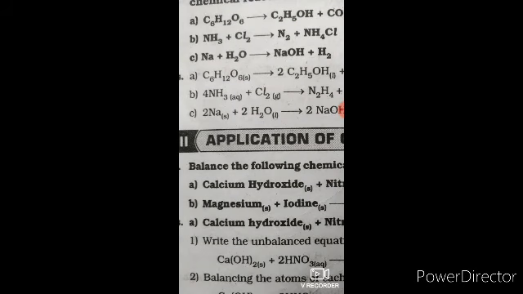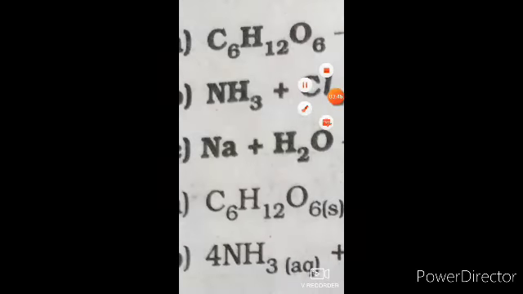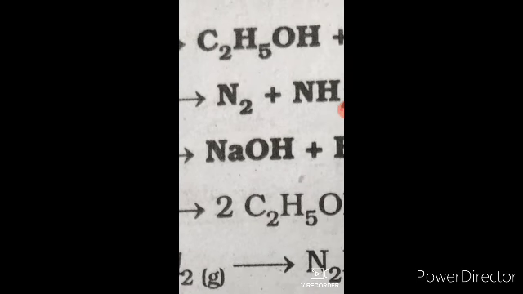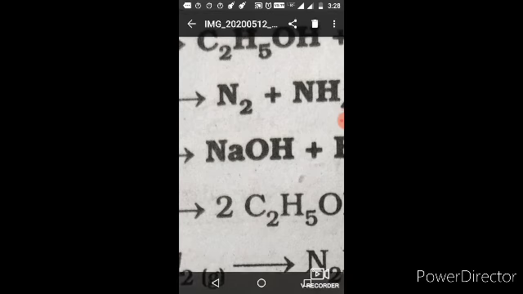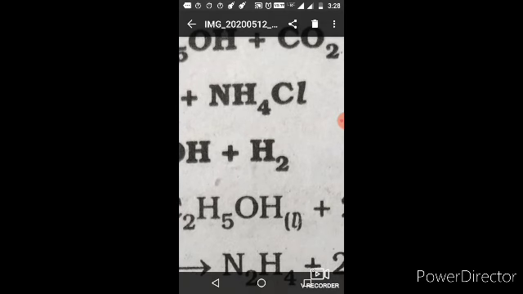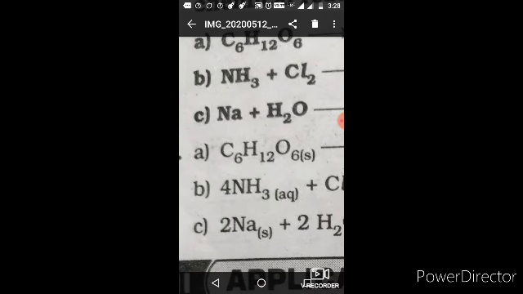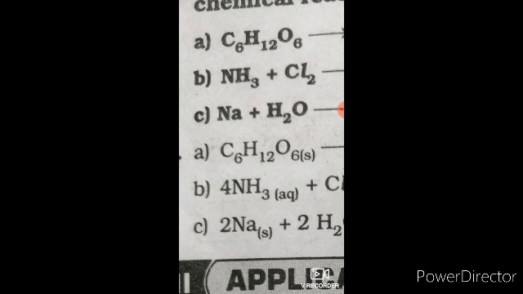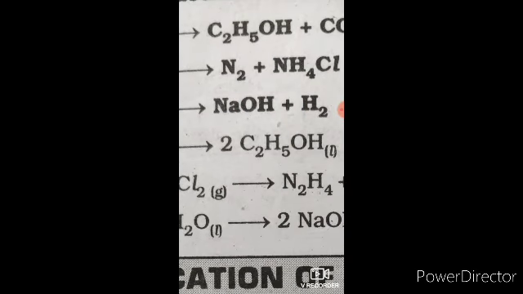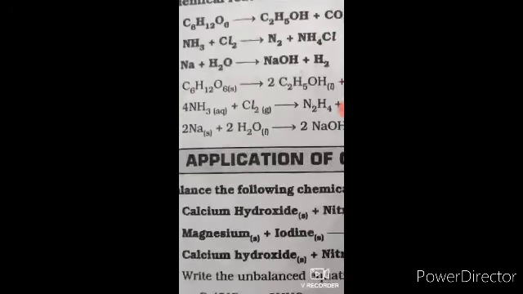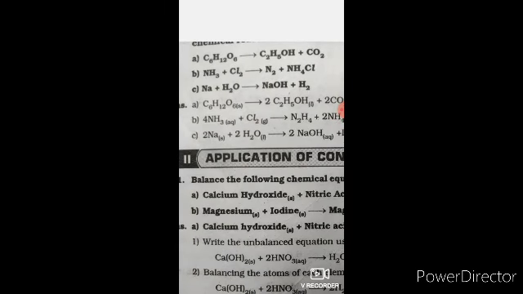Next, ammonia. Ammonia reacts with chlorine gas Cl2. It liberates nitrogen gas N2 and ammonium chloride salt. Next, when sodium metal reacts with water, it forms sodium hydroxide NaOH base and liberates hydrogen gas. So they won't give the exact pattern in the examination.